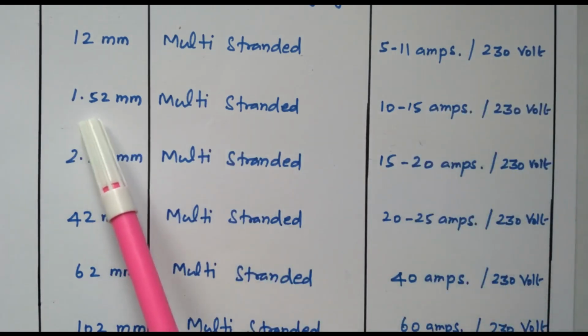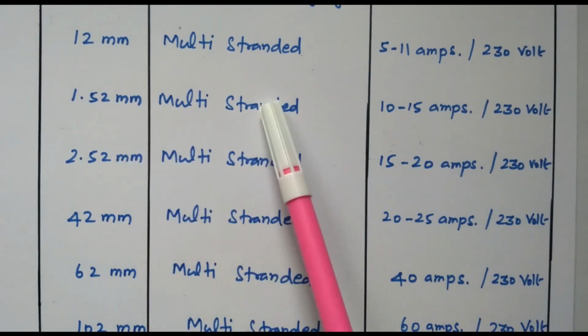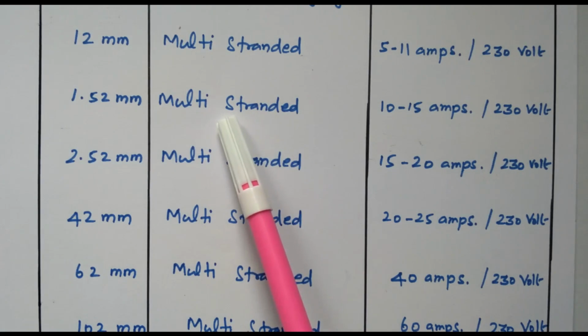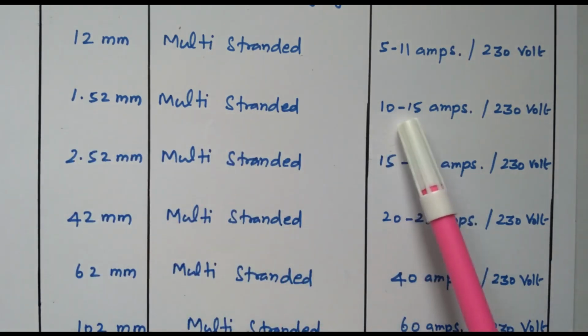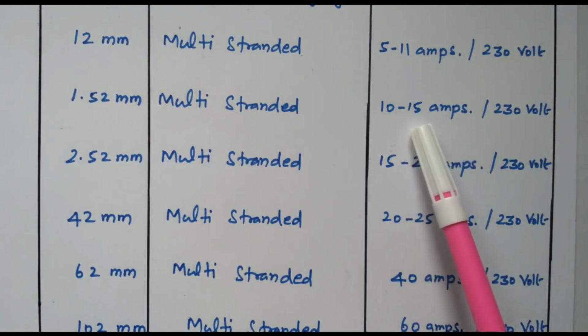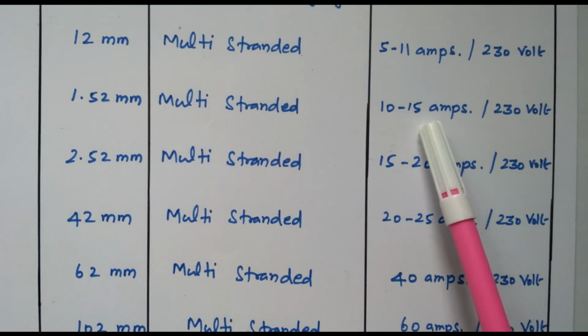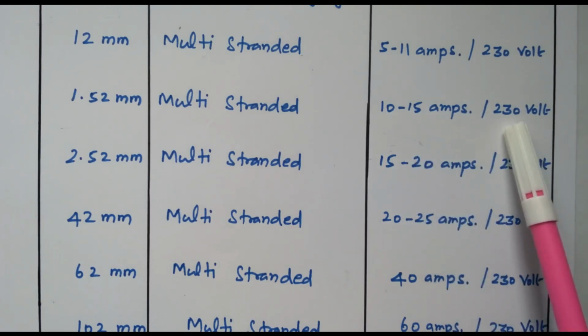Then 1.5 millimeter. Multi-stranded means n number of coils are available with this thickness. It will be able to carry 10 to 15 amperes. The voltage remains the same, 230 volts.